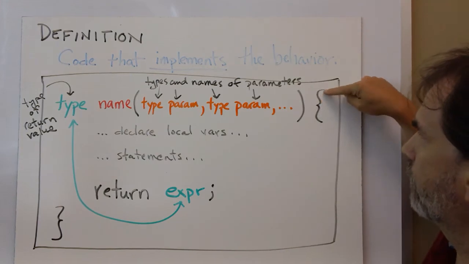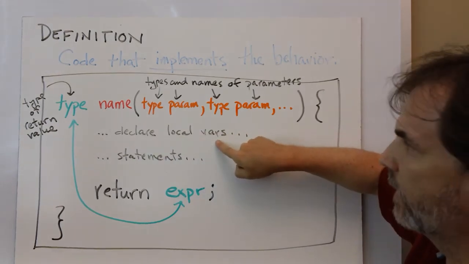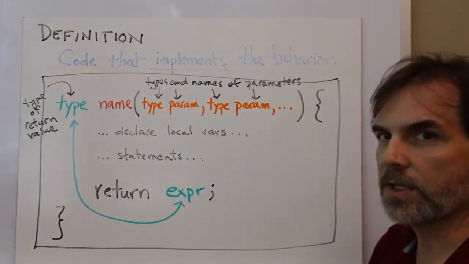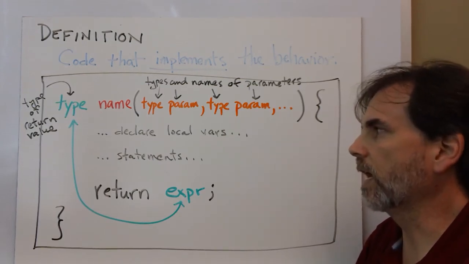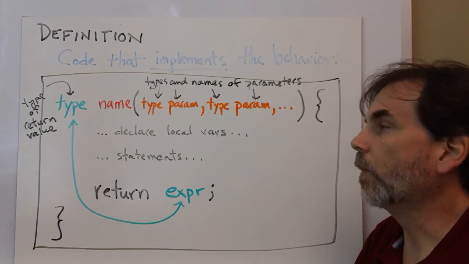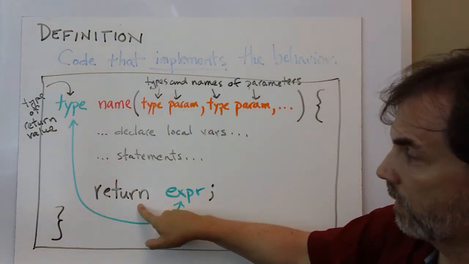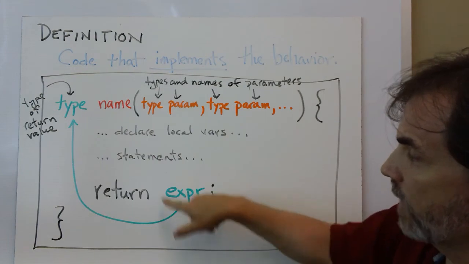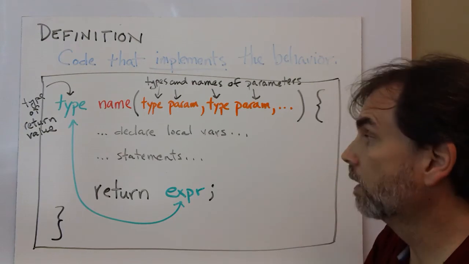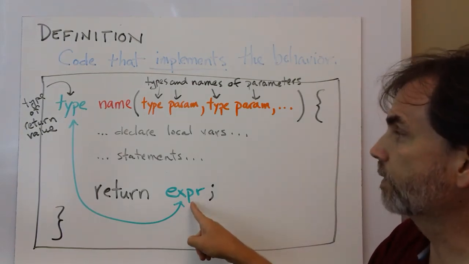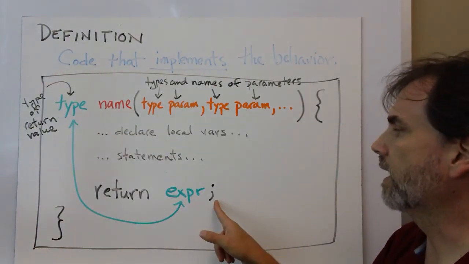Then we open the code with a curly brace. We declare any additional local variables that we need to implement the code. And then we just start writing statements for using the input values and manipulating them and creating whatever it is that we want to return. When we're ready to return, we use a return statement, which looks like this. The keyword return followed by an expression. That's the expression that will be bound to the return value when our function returns, and the type of that expression needs to match the type of value that we said we were going to return. And we end that with a semicolon.